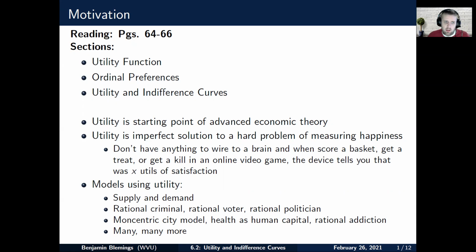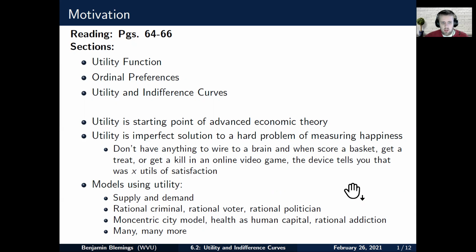So utility is kind of this imperfect solution to a really difficult problem of measuring happiness. Notice we don't really have anything to wire to your brain, and when you score a basket, you get a treat, or you get a kill in an online video game, the device tells you exactly how happy you are. That is, we can't really measure happiness. We can kind of have a survey, but then that's self-reported. It's not the same as having an objective measure of height or weight or something like that. And so utility is how we do our best to model this thing that we can't measure.